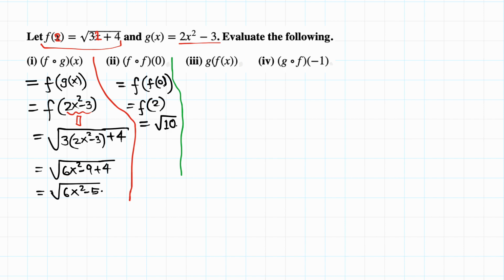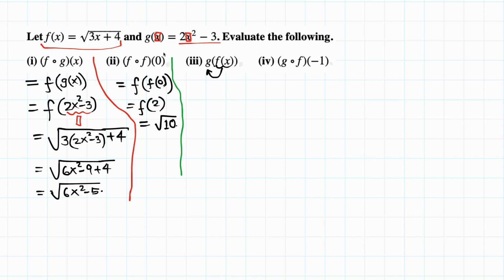Let's do part C here now. Oh, it's already given as g of f of x. So pretty much plug the f function in here into g. Our f is here, the square root of 3x plus 4. So we would just plug it in here, and the whole thing becomes the input. We need to read it this way: g of x is 2x squared minus 3, which is the same as g of input is 2 times input squared minus 3.